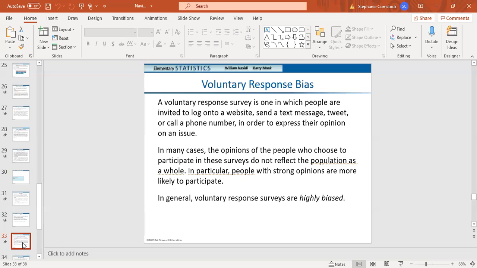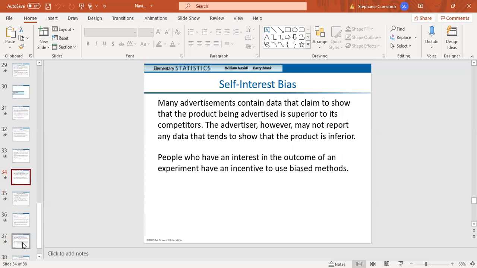And so as a general rule, voluntary response surveys are highly biased because you're getting those two extremes, and it's going to look like that is where everybody sits in one of those two camps. You don't have that neutral middle ground, or maybe a moderate feeling one way or the other, but it polarizes, and we only see those very strong polarizing things. Now, another way that we get biased interest is what's called self-interest bias.